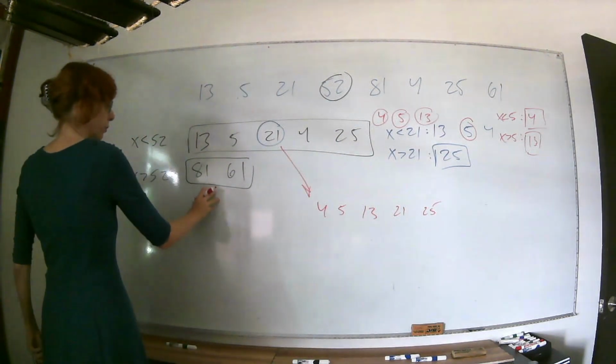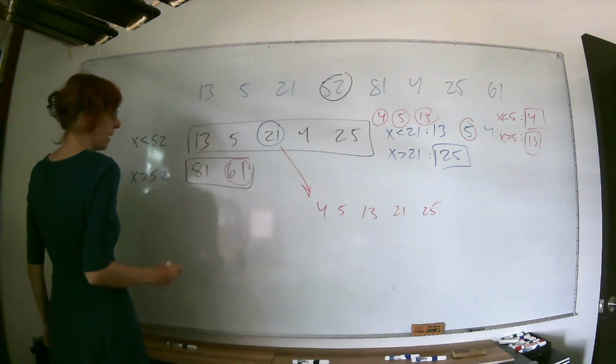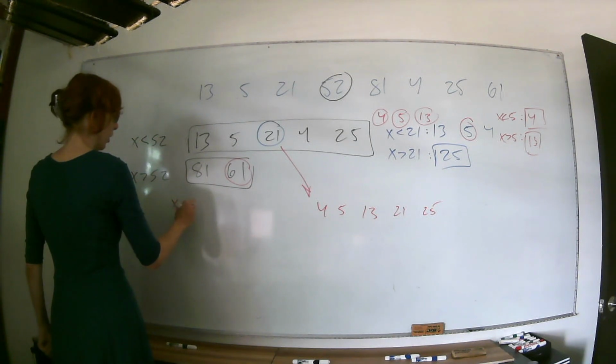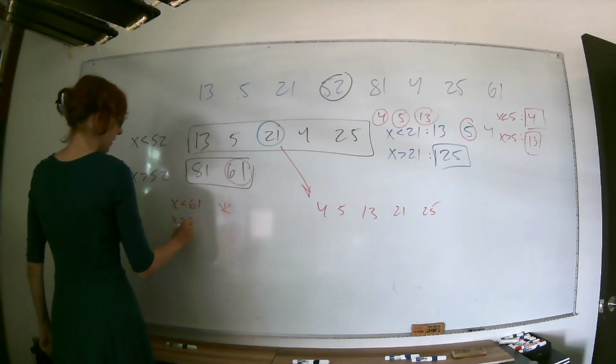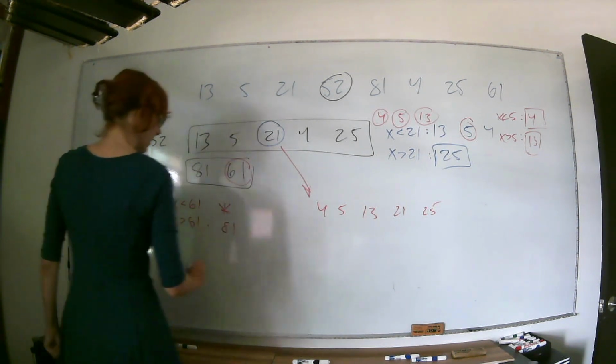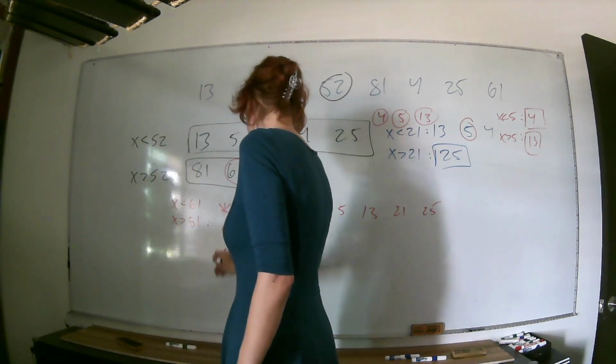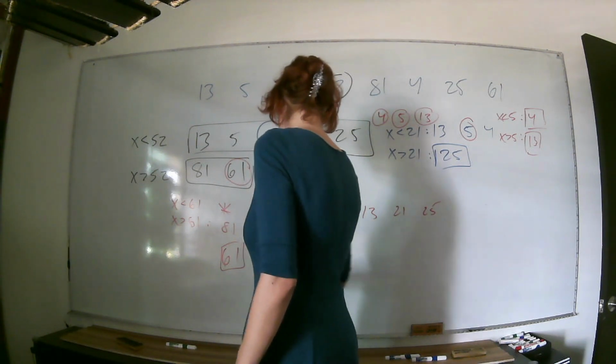I have a recursive problem here. I need to choose one of these to be my split point. So smaller than 61, there's not going to be anything. Larger than 61, there's going to be the 81. So I'm going to end up with the pivot element first, and then the larger one.